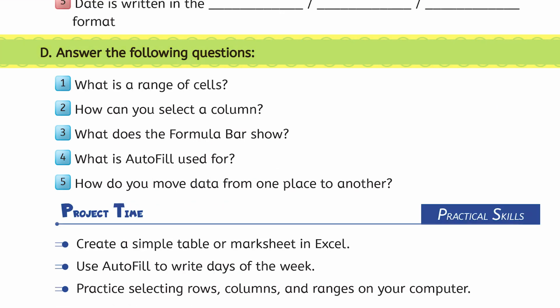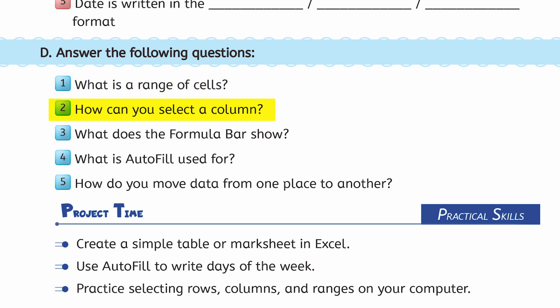Question D. Answer the following question. Question number 1. What is a range of cells? A range is a group of cells that are next to each other, like A1 to C5.